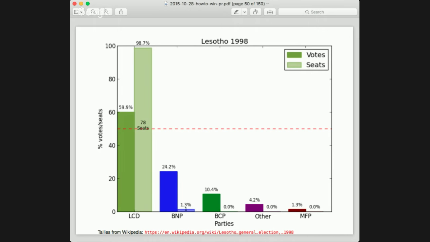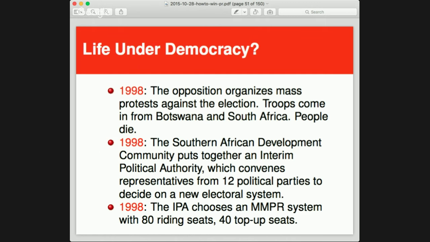Oops. Now this time, the LCD, which split off from the BCP, they got all the seats but one. And then the BNP got 1 seat, and they were not very happy. They were like, this is a stolen election. But they didn't actually know that sometimes first past the post just does this. So first past the post just did this, and people were really kind of upset. And then they organized some mass protests and demonstrations, and then things got kind of rowdy, and troops came in, and people died. So that was not a very good outcome.